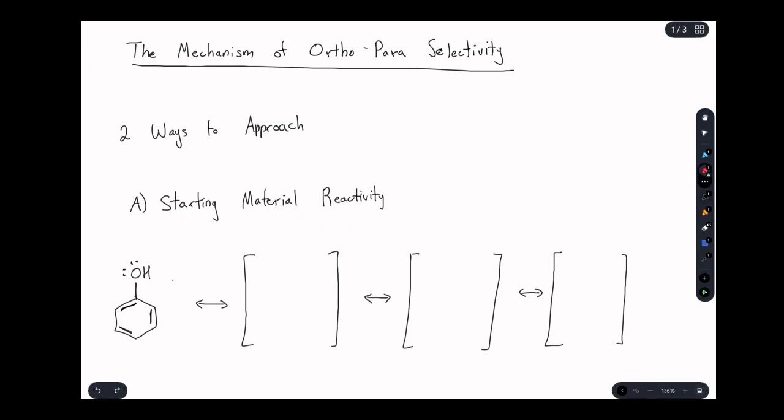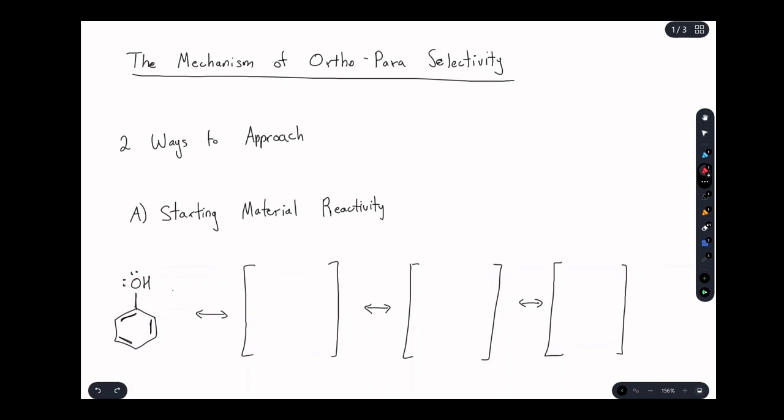Now here, we have a strong activating group due to the fact that there is a lone pair directly conjugated to the benzene ring system. Let's look at the different resonance forms that this lone pair being there can actually lead to. First, we can take one of those lone pairs, make a double bond with the oxygen, and then push one of the benzene pi bonds to the ortho position.